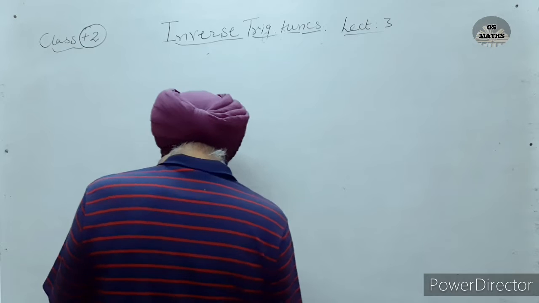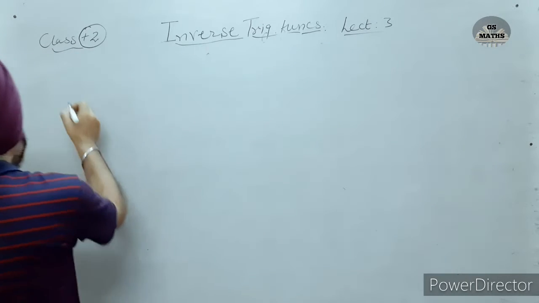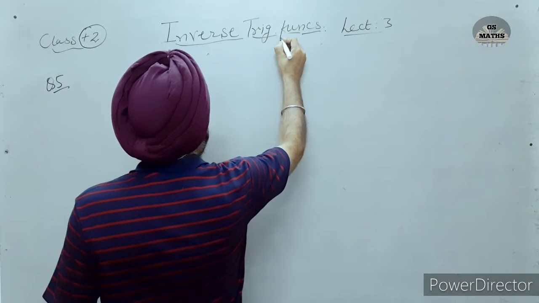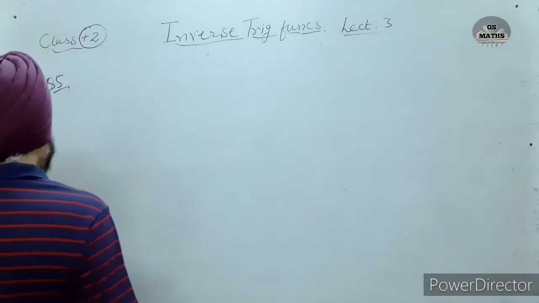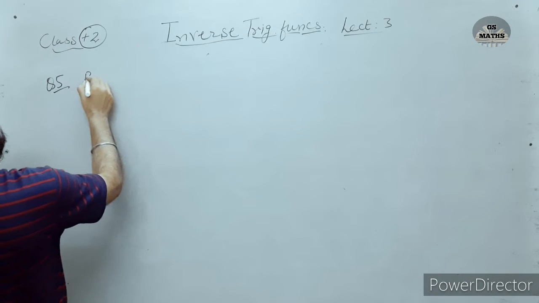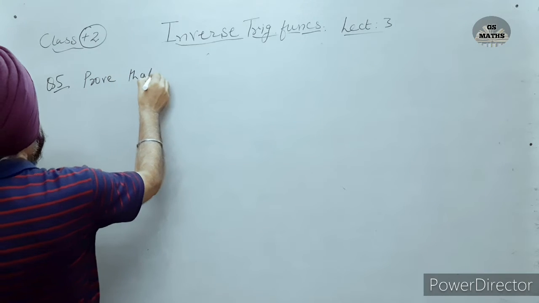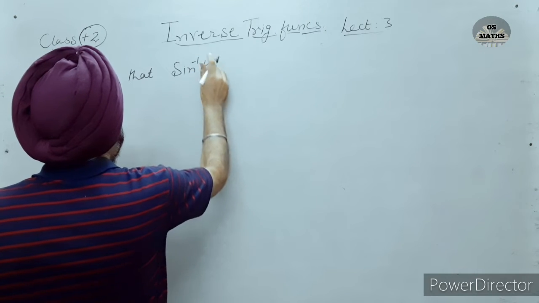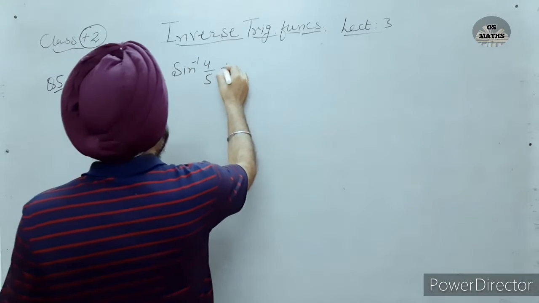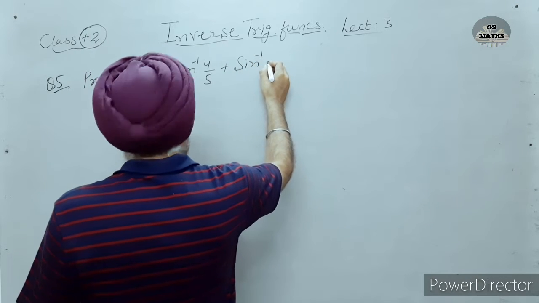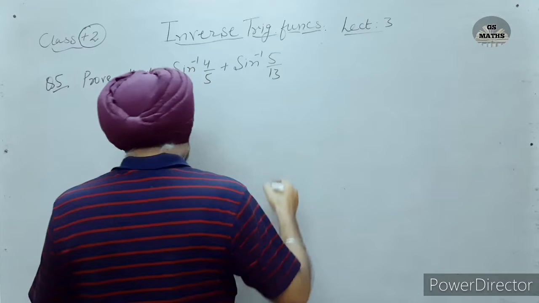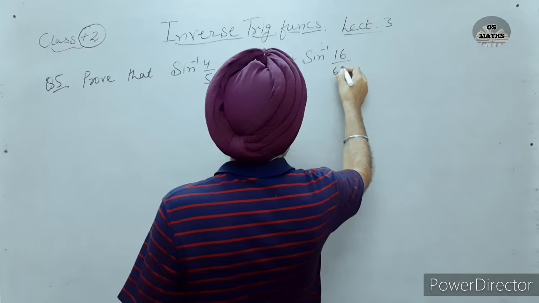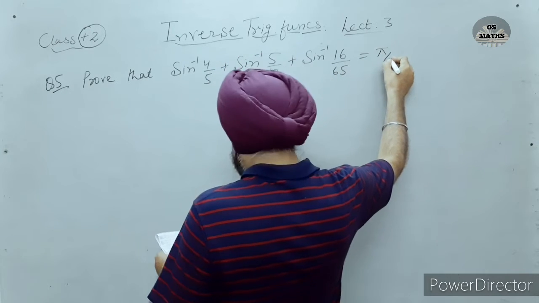Now, next sum is, let me write this like this. Now, prove that sine inverse 4 upon 5 plus sine inverse 5 by 13 plus sine inverse 16 by 65 is equal to pi by 2.